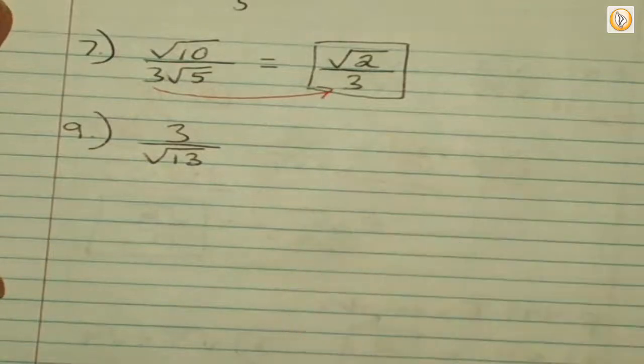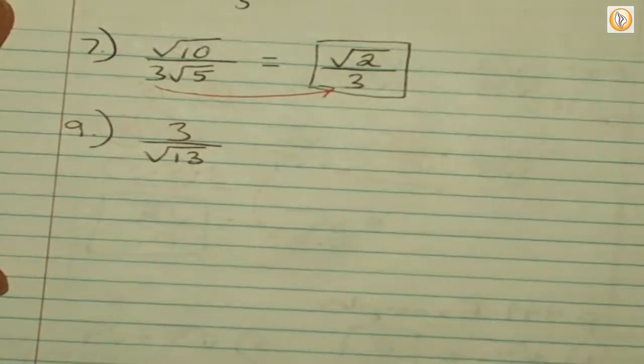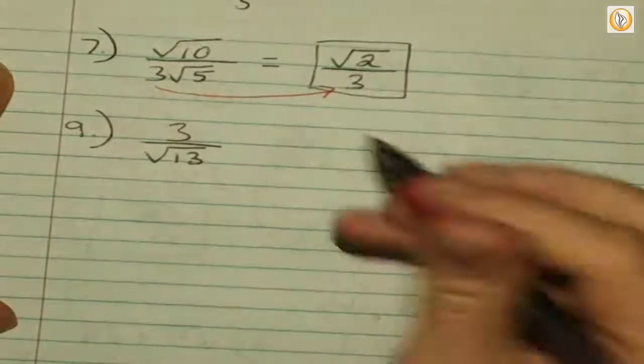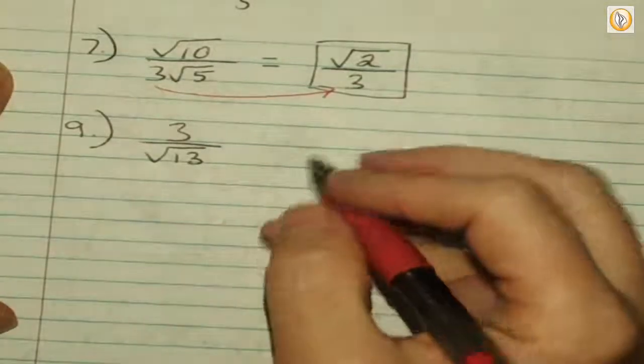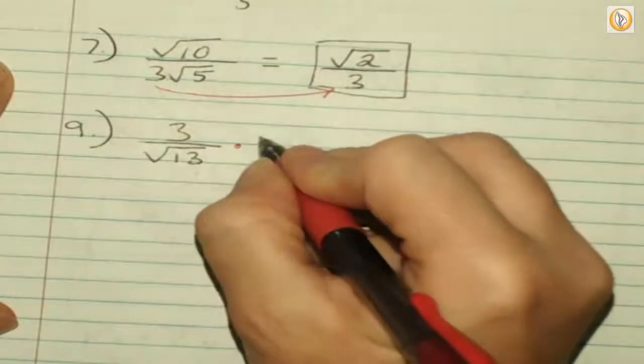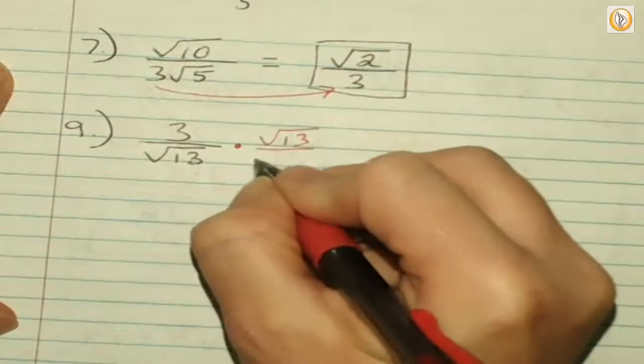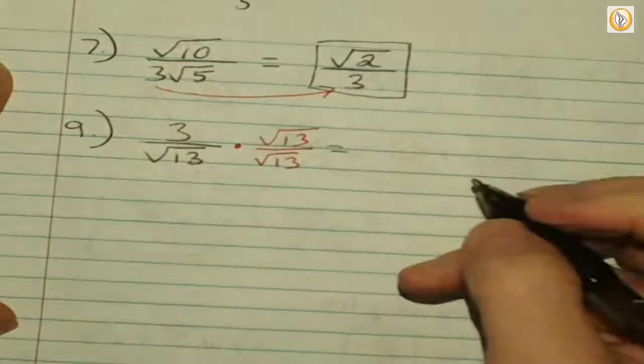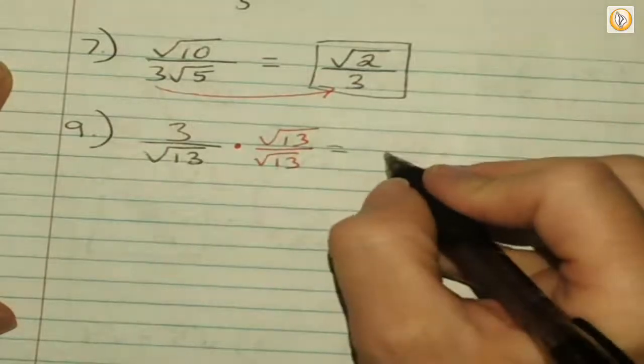Morgan, tell me how to solve this. You're going to have a radical in the bottom. So how do I get rid of it? Multiply both sides of the fraction by that radical. Yep. And you multiply it by square root of 13 on both sides. And tell me what I get.